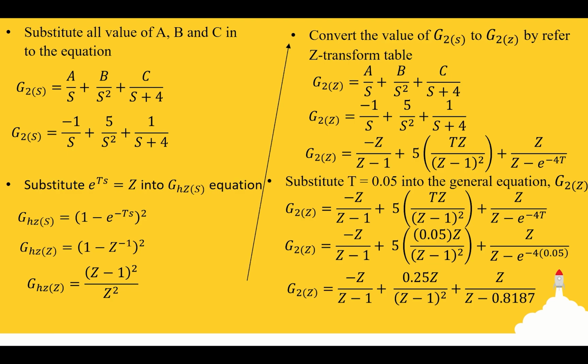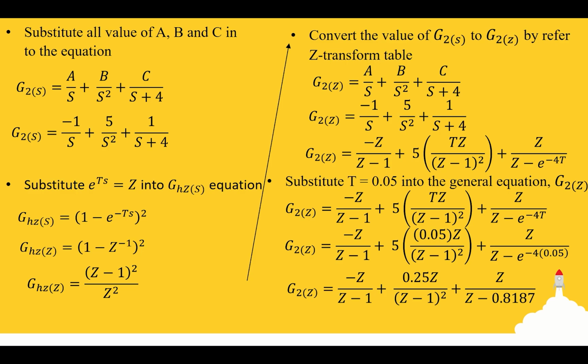Okay, and since this one, z minus 1 over z square, is no longer in the s domain, it will become the z domain because you already substituted the z. And then we convert the value of G, the transfer function number 2, into the z transform table.